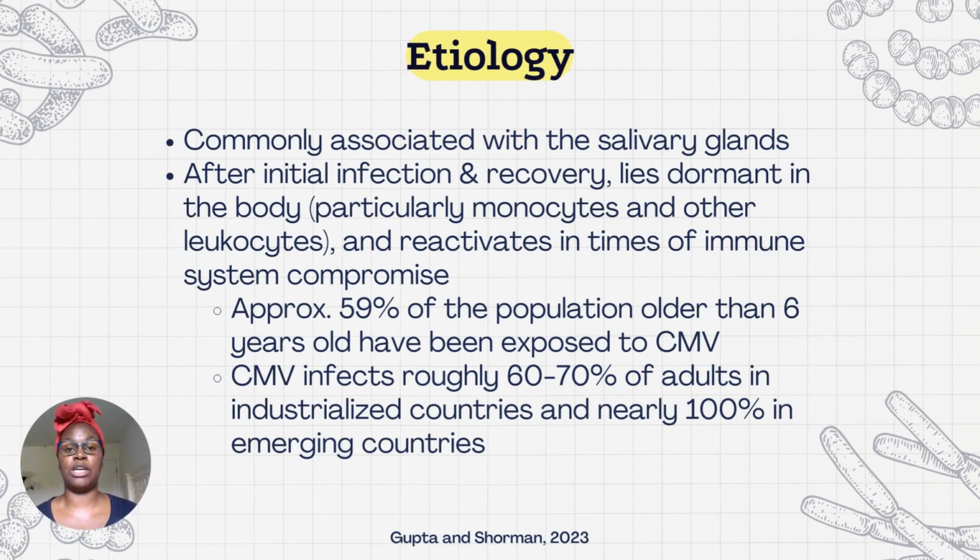CMV is commonly associated with the salivary glands. This infection is very interesting in the way that it affects somebody's body. Normally, if you are healthy and you have no underlying conditions, you get the initial infection, you recover with no issues, but then the infection does not just go away. The virus lies dormant within the body, particularly in monocytes and other leukocytes. And in times of immune system compromise is when it will reactivate.